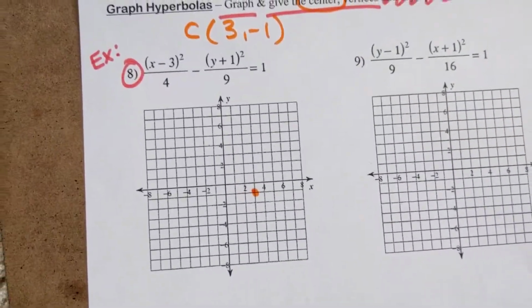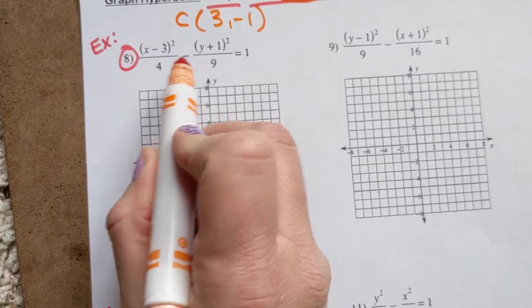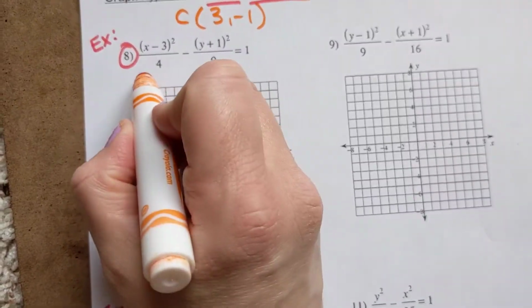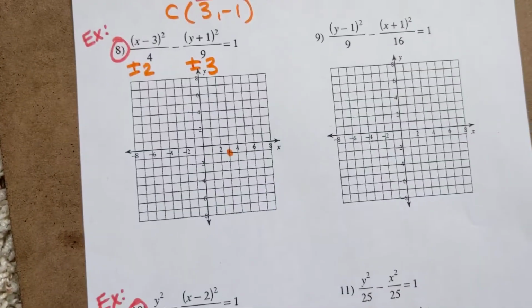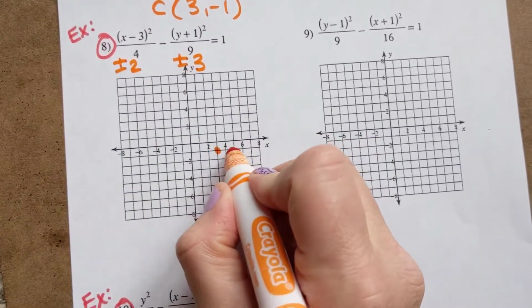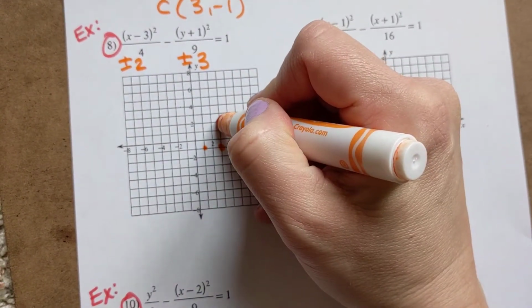Let me get a little closer so you can see. All right, and then just like we were doing with the ellipses, you would square root that and square root that. And that tells you how far out to go, to the left and to the right, and then how far up and how far down.